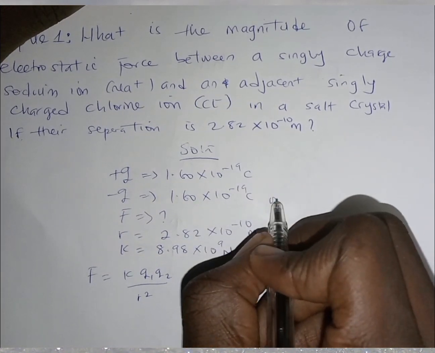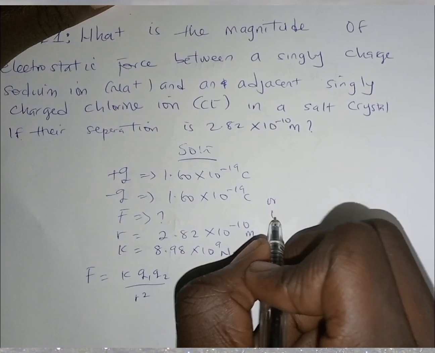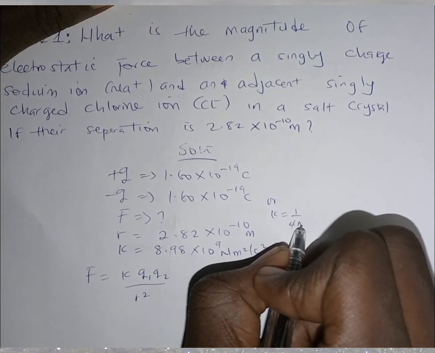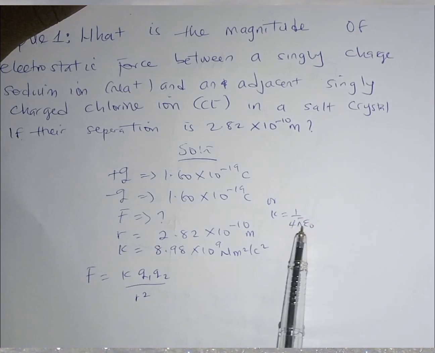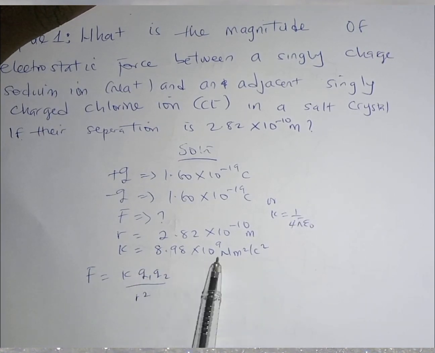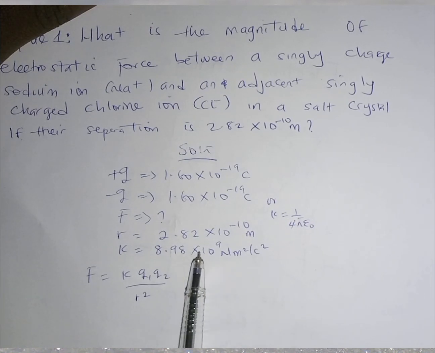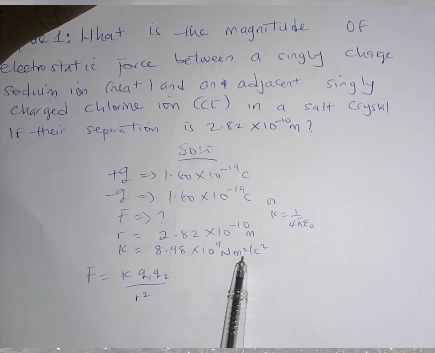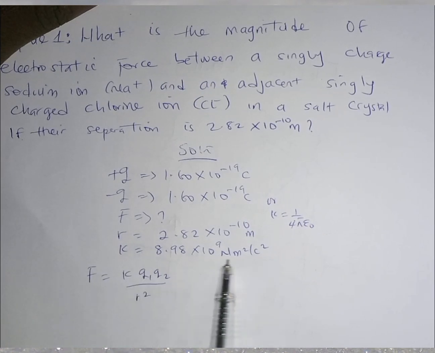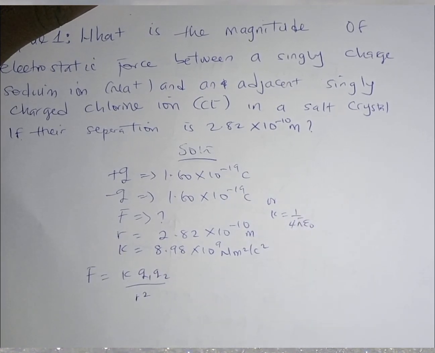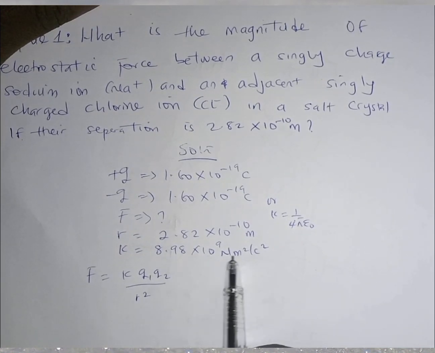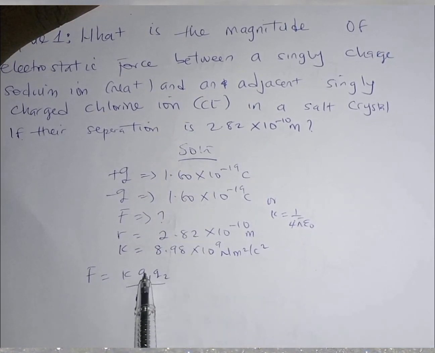Or you can decide to say K equals 1 over 4 pi epsilon naught. So K is either 1 over 4 pi epsilon naught, or K has the standard value of 8.98 times 10 raised to 9 Newton meter squared per coulomb squared. So this is the standard value for the constant K, or this is the formula for the constant K. Since we know the standard value of K, since we know Q1 and Q2, and since we know the distance, we are good to go to calculate the force.